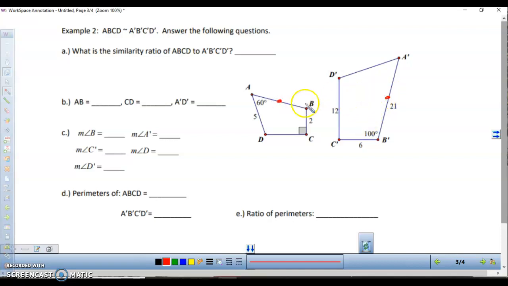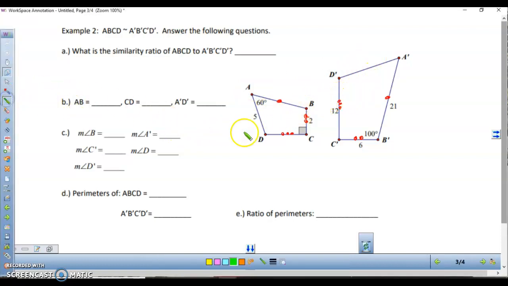And BC corresponds, so do 2 dots here for BC, and it corresponds with B prime, C prime. And we got CD, do 3 dots there. It corresponds with C prime, D prime. And then finally, AD is going to correspond to A prime, D prime, and I'll just leave that one blank. And the blank sides will correspond to one another.